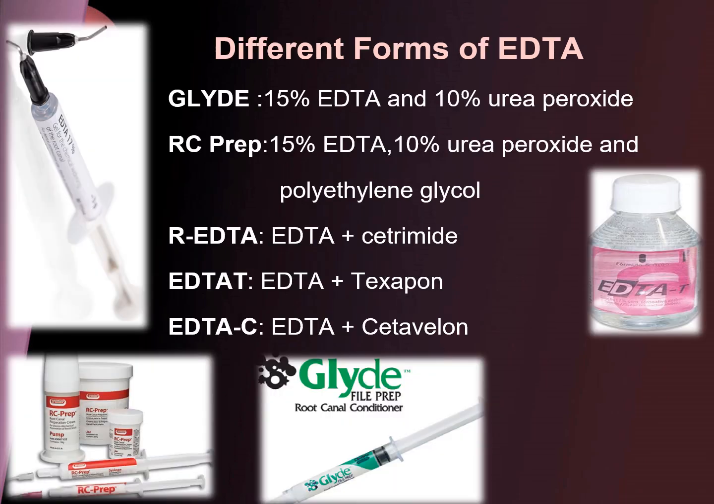EDTA is commercially available in different forms. Glide, it is a 15% EDTA and 10% urea peroxide. RC Prep, it is 15% EDTA, 10% urea peroxide and polyethylene glycol. REDTA contains EDTA and citramide. EDTA-T, it contains EDTA and texapone. Here EDTA is combined with sodium lauryl sulfate to reduce the surface tension and improve the penetrability.